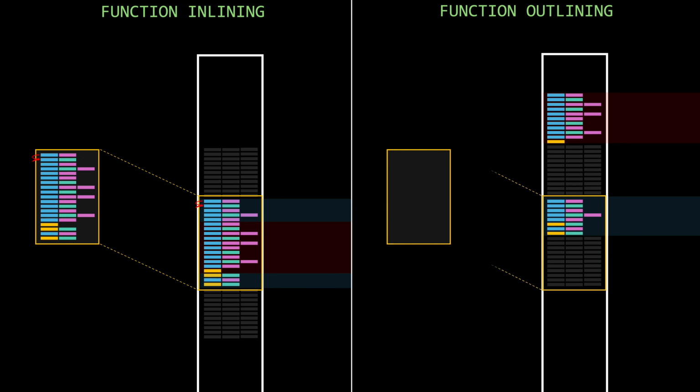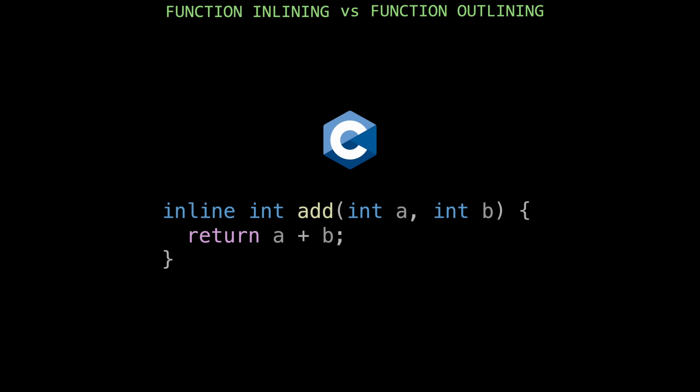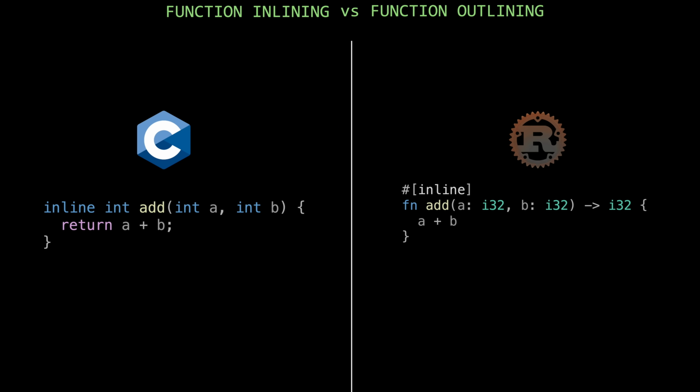What I can tell you is that if you really want control over whether a function is inlined or outlined, systems programming languages often provide a way to influence the compiler. In C, for example, you can use the inline keyword in the definition of a function, or in Rust, you can use the inline attribute to suggest that the compiler inline a function, regardless of the heuristics it would normally use.